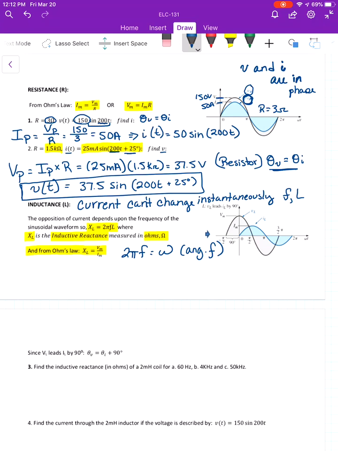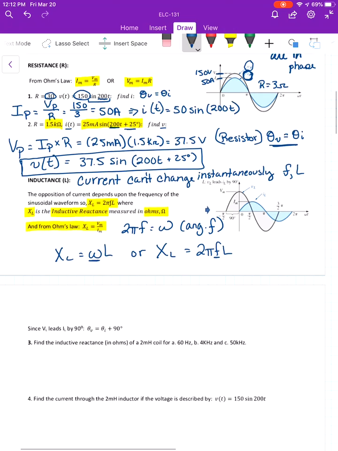Okay, so we could use X sub L equals omega times L, or X sub L equals 2 pi f times L, depending on whether or not we're given omega or we're given f. Their frequency is the same whether you're talking about radians per second or hertz. They're just different by a factor of 2 pi is all.